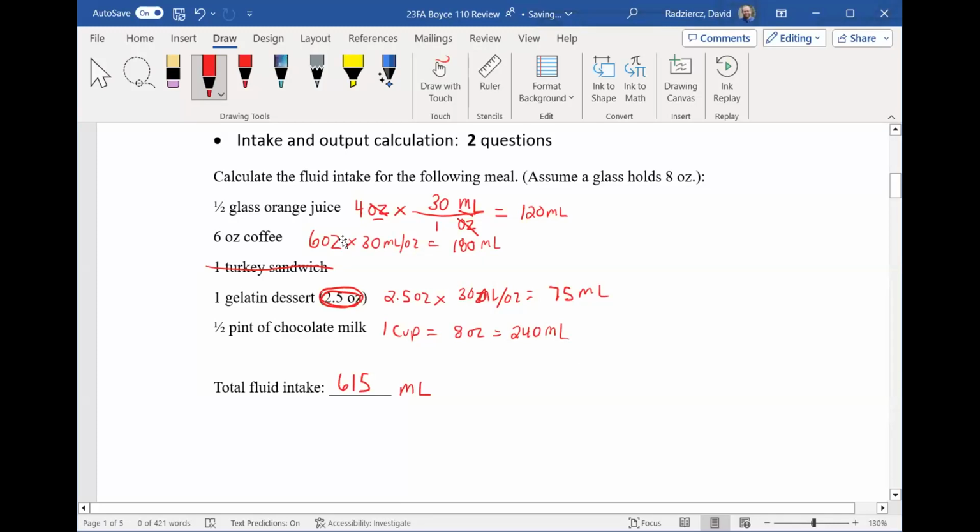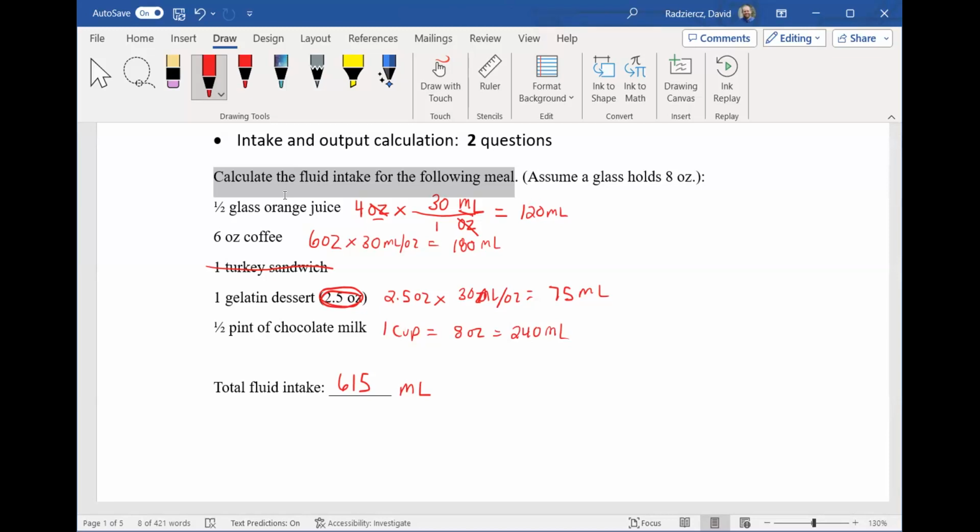So you'll see a question like this. There's varieties of things. If you just do a Google search, calculate the fluid intake for the following meal, you should be able to find several questions that fit that category. And even if you have a textbook, like a dosage calc textbook, there should be some examples of that in there as well.